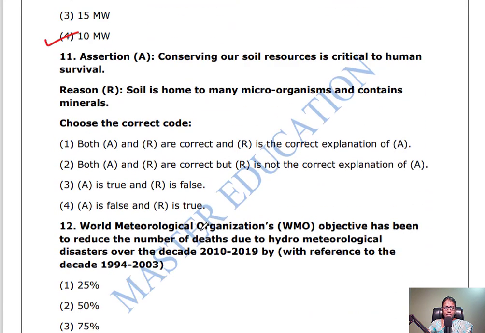The next question, assertion: conserving our soil resources is critical to human survival. If you are not protecting our soil resources, then it will be critical to human survival. Yes, this is correct. And reason: soil is home to many microorganisms and contains minerals. Soil contains some minerals and it is also a home for many microorganisms. True, but it is not the correct explanation of A. So both A and R are correct, but R is not the correct explanation of A.